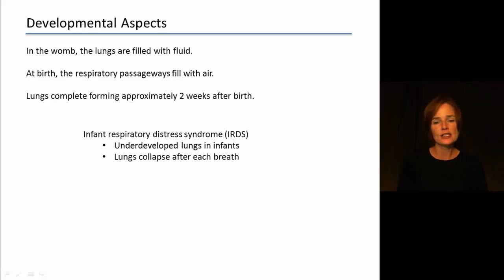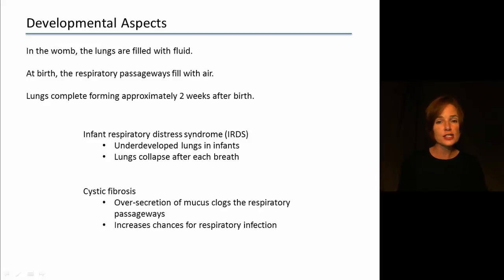Infant respiratory distress syndrome, this is when we have underdeveloped lungs in infants. When we have this, the lungs collapse after each breath. Another disorder that we can have is cystic fibrosis. This is a genetic disorder, and this is caused by oversecretion of mucus, and that oversecretion of mucus is going to clog the respiratory passageways. When we have this clogging of mucus, this is going to increase the chances for respiratory infection.